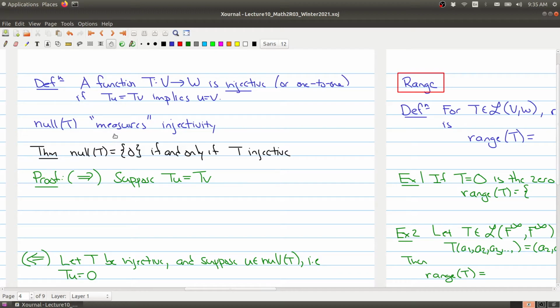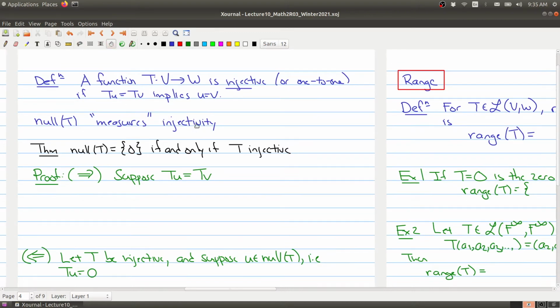Now, what do I mean by measures injectivity? The following theorem captures this idea: we can tell whether a linear map is injective by the size of the null space of the linear transformation. It says that the null space will be only the 0 subspace if and only if T is an injective linear map. So let's go through a proof of this.